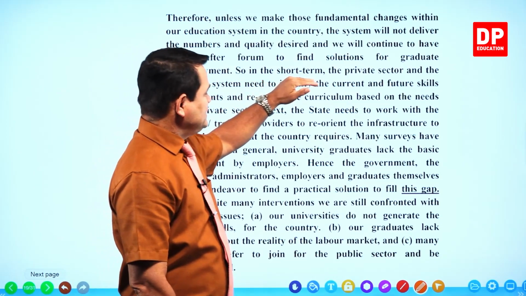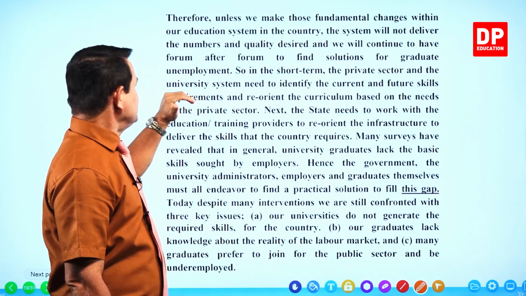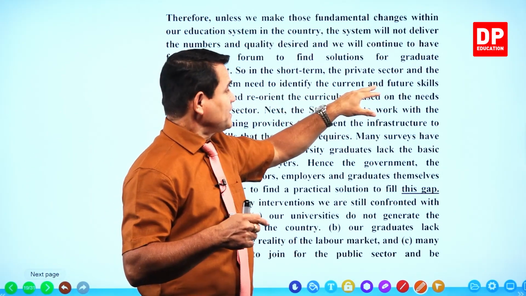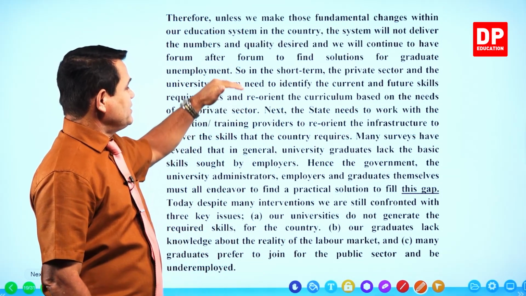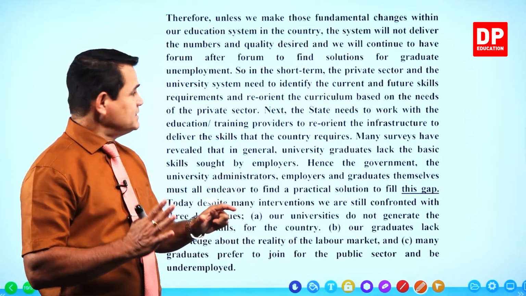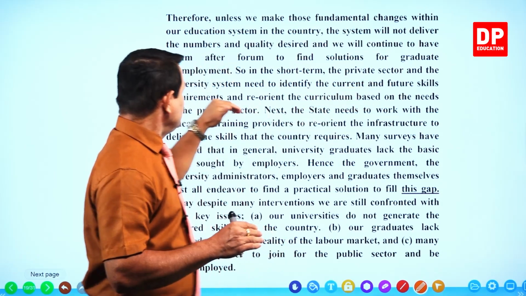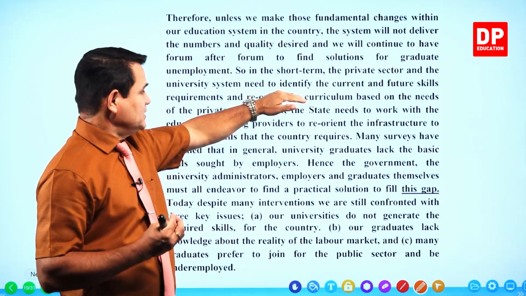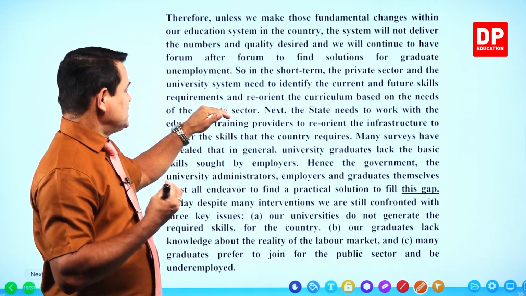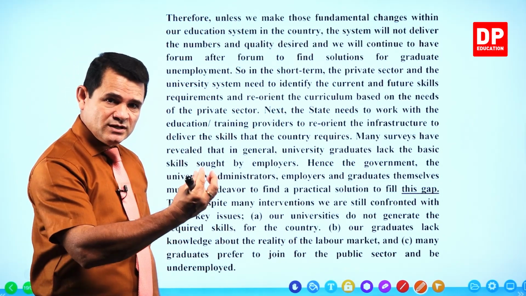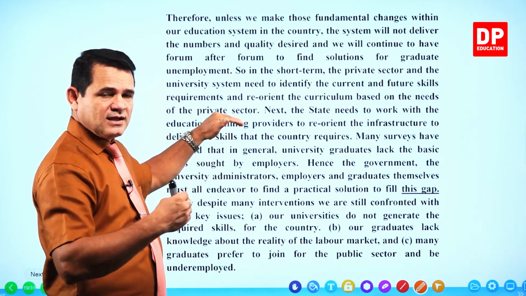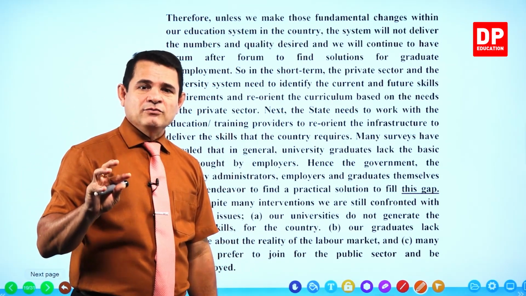So in the short term, කෙටි කාලීනව, the private sector and the university system need to identify the current and the future skills requirement and reorient the curriculum based on the needs of the private sector. So short term, the private sector and the university system need to identify හඳුනාගත යුතුයි the current and the future, වර්තමානයේ වගේම අනාගත skill requirements ටික අඳුරගන්න ඕනි, and reorient the curriculum, ඒ අනුව curriculum එක වෙනස් කරන්න ඕනි based on the needs of the private sector, ඒ පෞද්ගලික අංශයේ අවශ්‍යතාවයට අනුව ගැලපෙන්න curriculum විෂයමාලා වෙනස් කළ යුතුයි.